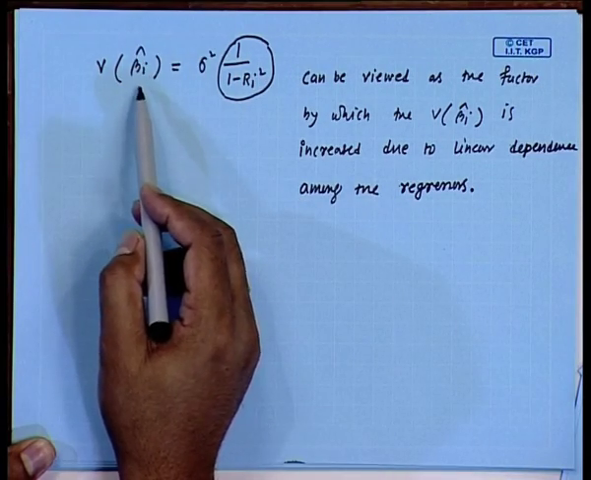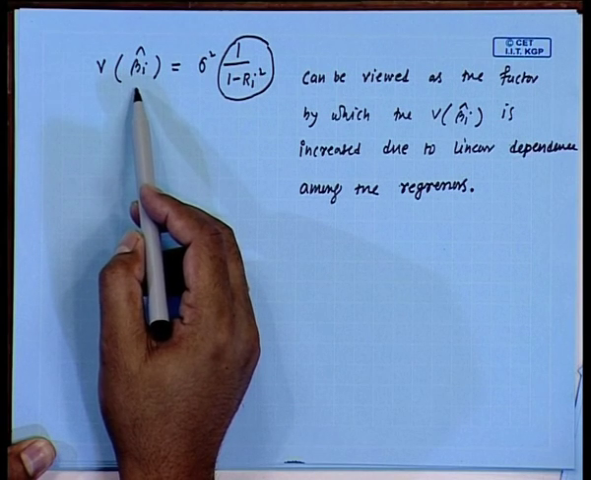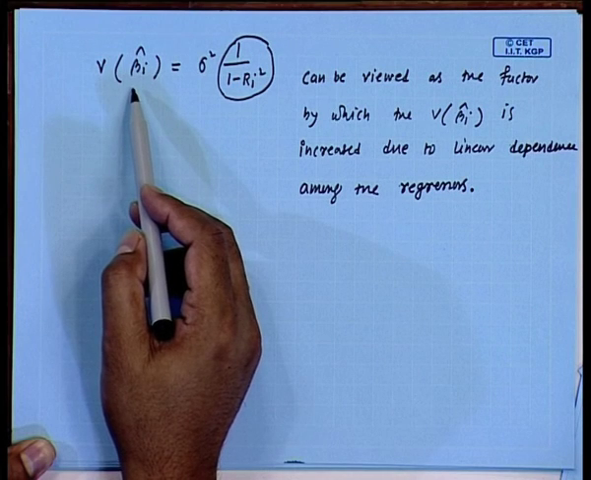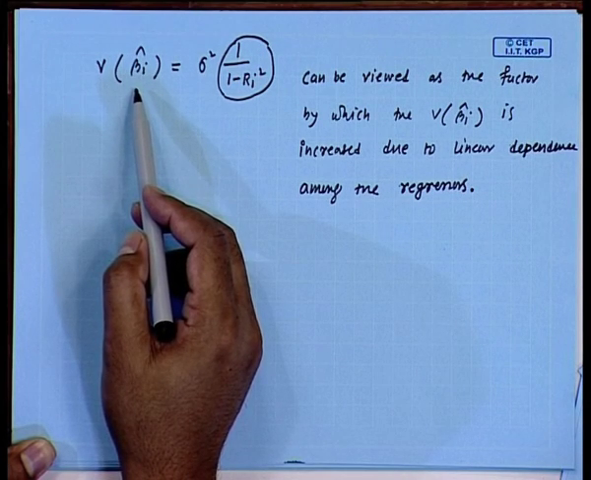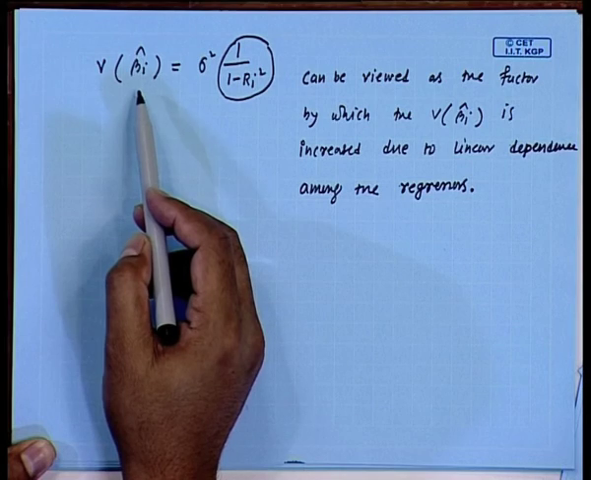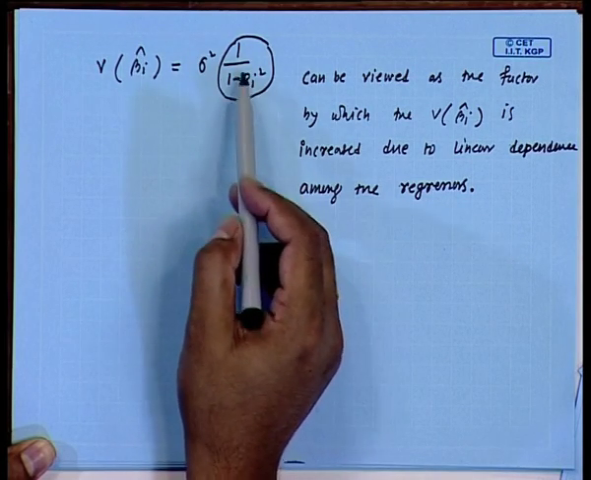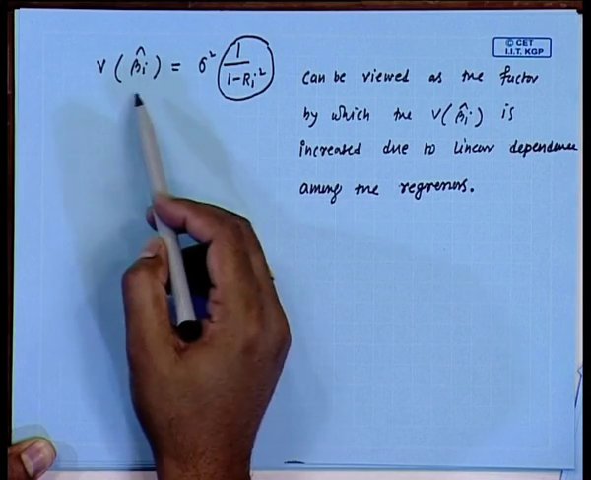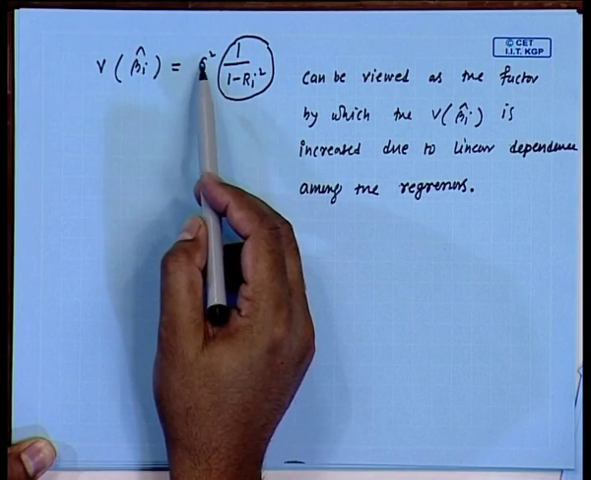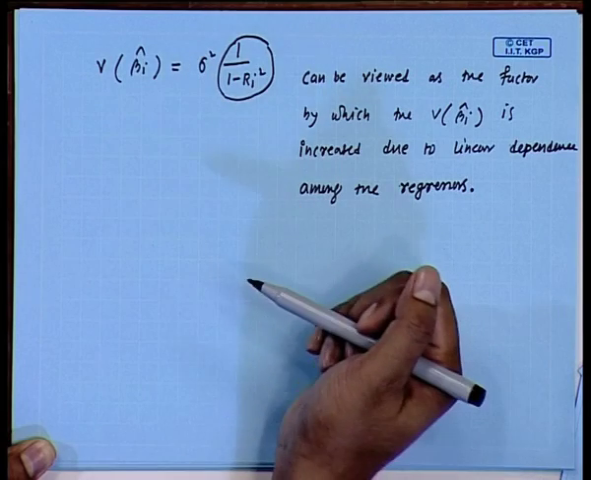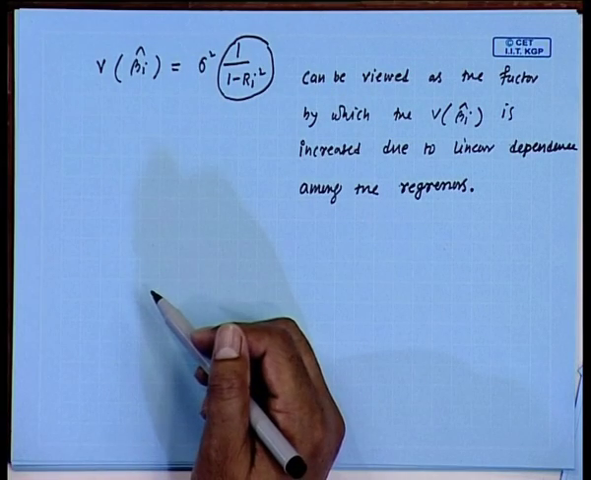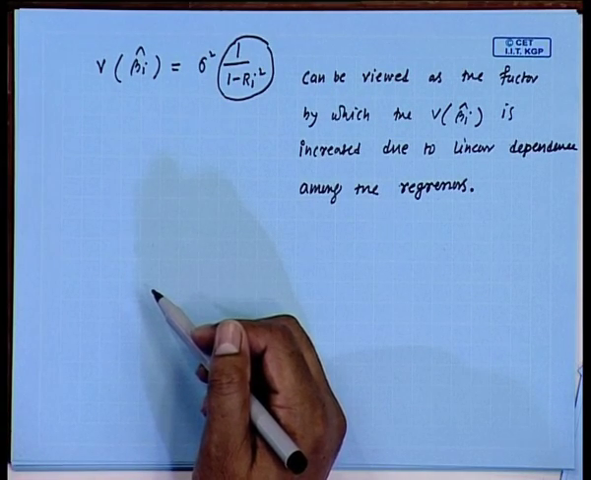Now, if xi is independent of the remaining regressors, or I said if it is nearly orthogonal to the remaining regressors, then this factor is close to 1, and the variance of beta I hat is almost equal to sigma square, right.